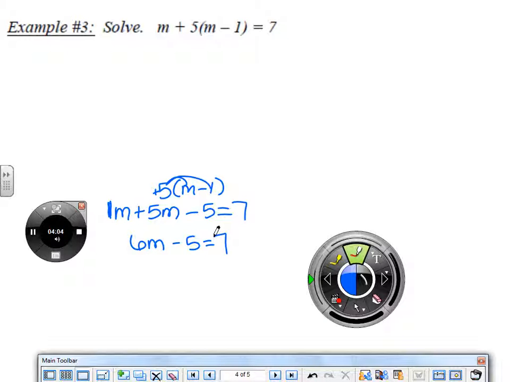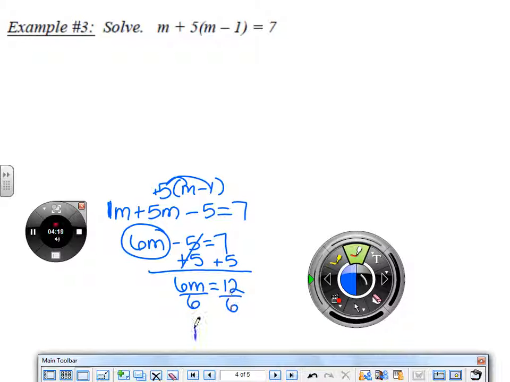To solve for this term that has m as the variable, I'm going to add 5 to both sides of my equation to keep it balanced. 6m equals 12. Then I'll divide by 6. So m is equal to 2. And again, I could plug that back in and make sure that it all works.